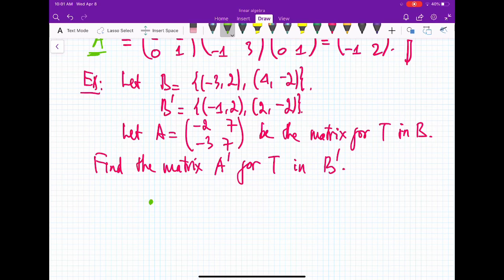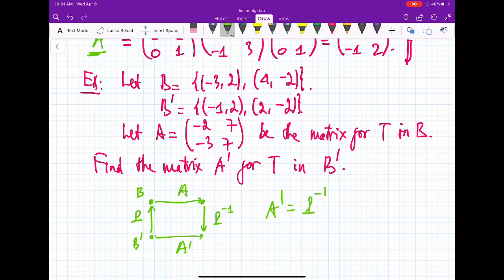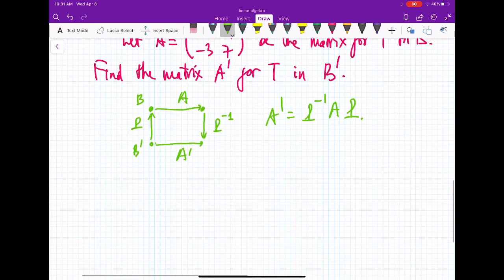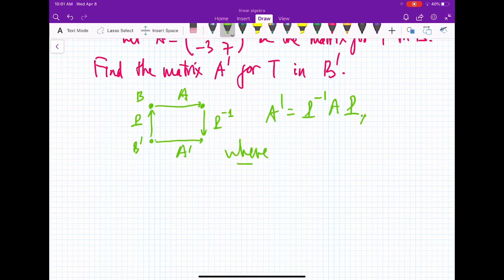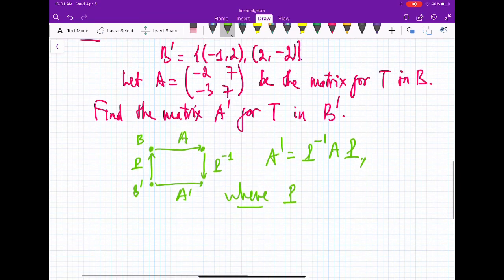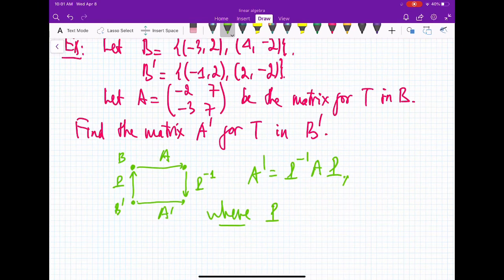Here you have 1 point, so I just want to make a diagram. That is A, that is A prime, so this is B, that is B prime. You go from here to here, from B prime to B, so you get matrix P, and then you go here, you get matrix P to negative 1. So the A prime is equal to P to negative 1, A, and P, where we need to find P and P prime, right? So in order to do that, you need to find transition matrix from B prime to B. Makes sense?